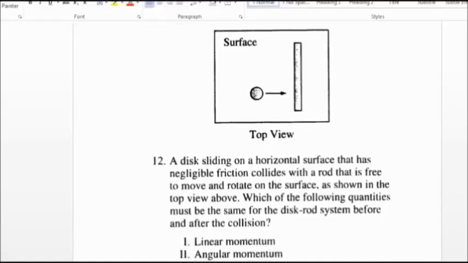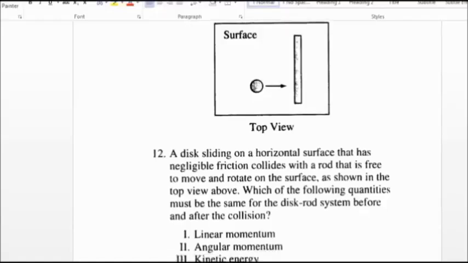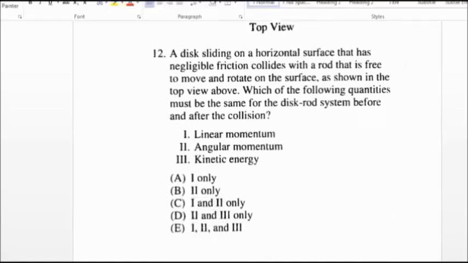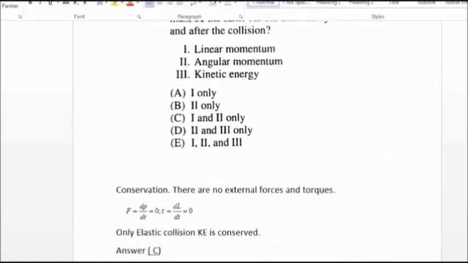Whereas the conservation of kinetic energy depends upon the nature of the collision. If it is an elastic collision, it is conserved. If it is inelastic, the kinetic energy is not conserved. So it depends on the situation. So from the given information, we can only say that the linear momentum and angular momentum are conserved. That is 1 and 2. So the answer is C.